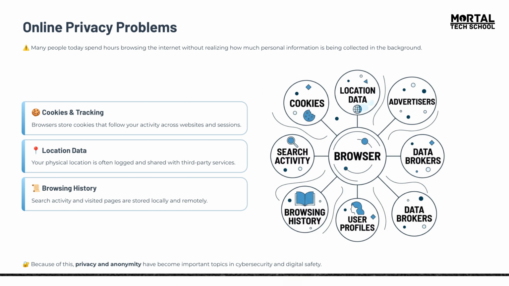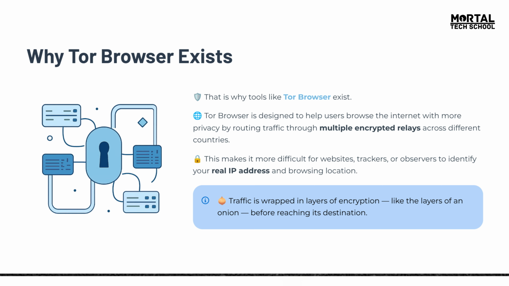Many people today spend hours browsing the internet without realizing how much personal information is collected in the background. Normal web browsers often store browsing history, cookies, location data, search activity, and many other forms of user information. Because of this, privacy and anonymity have become important topics in cybersecurity and digital safety. That is why tools like Tor Browser exist.